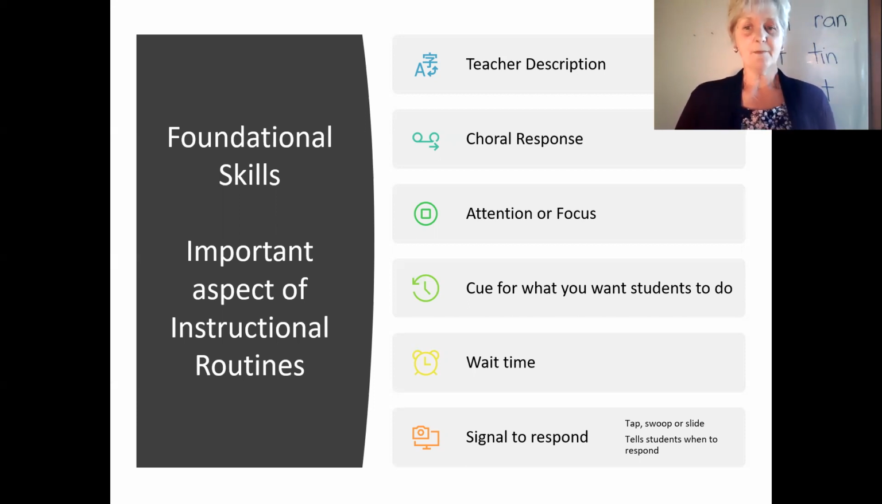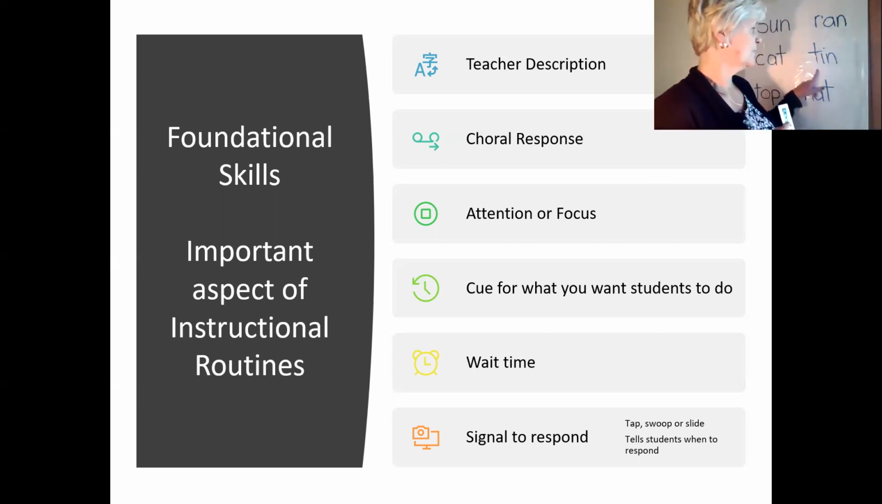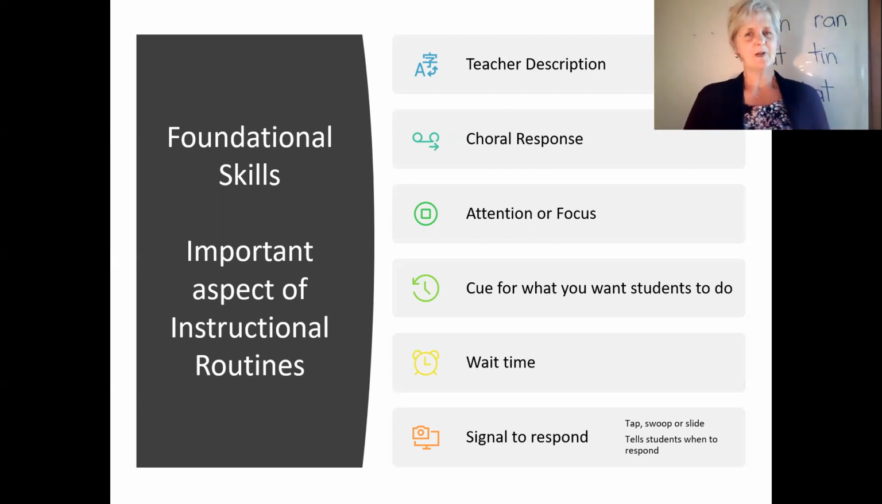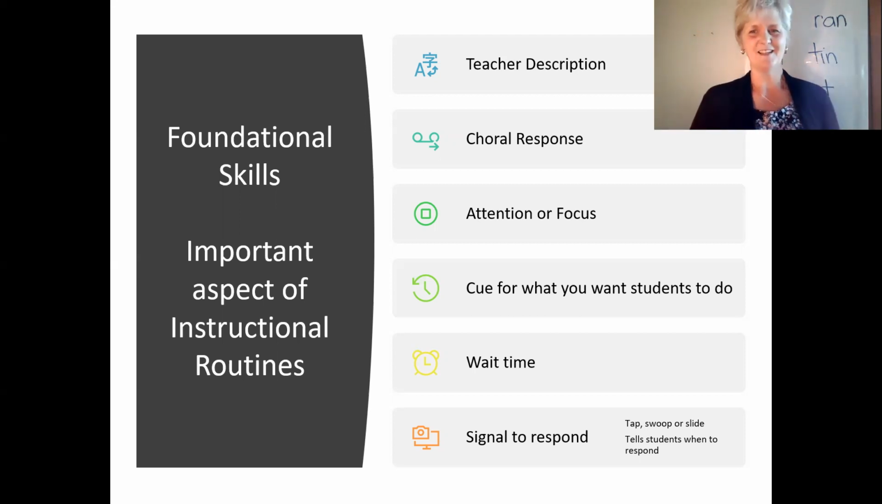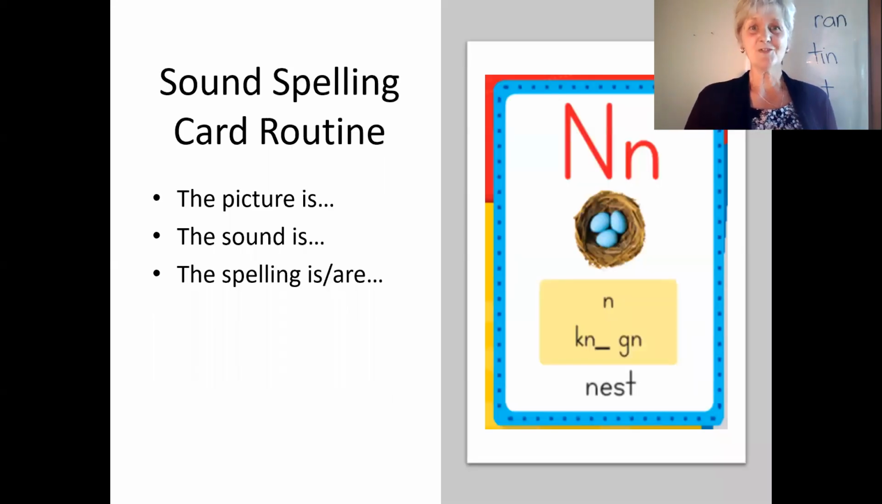Then I always signal them with a cue, with a way to respond. So I may tap, I may swoop, I may slide, and that tells them what it is I'm asking. When I tap, they know I'm asking them to respond. When I swoop my finger, I'm asking them to respond. Or when I slide, I'm asking them to respond. So these are just some important attributes of an explicit instruction routine in foundational skills. So let's try one before we get too much further.